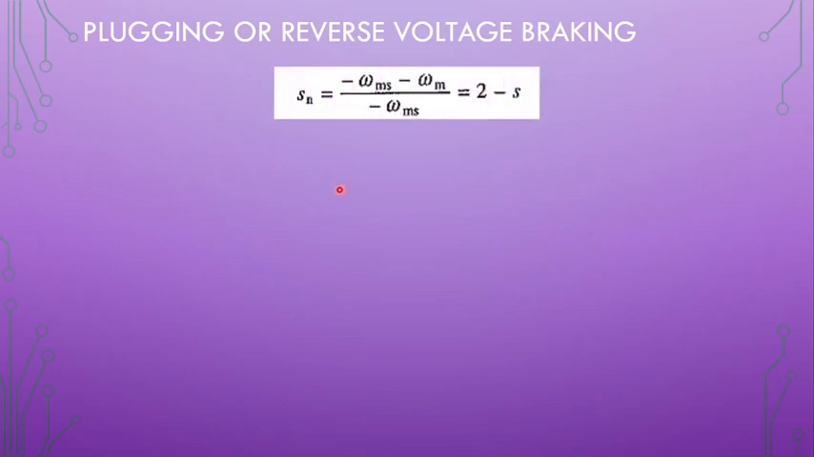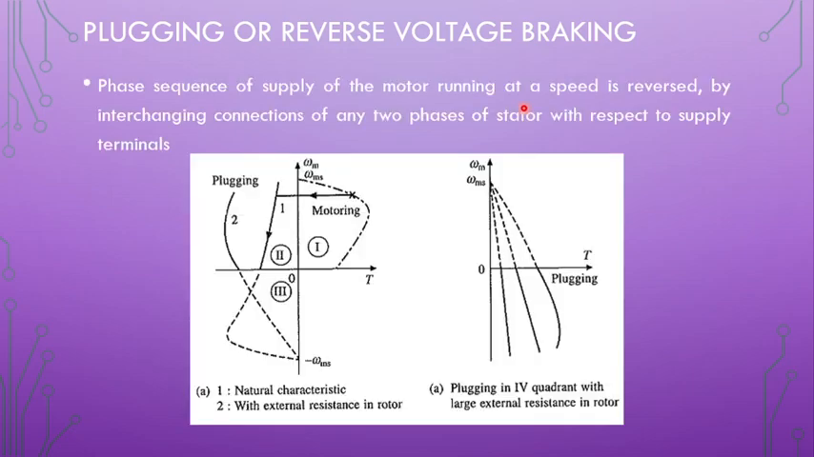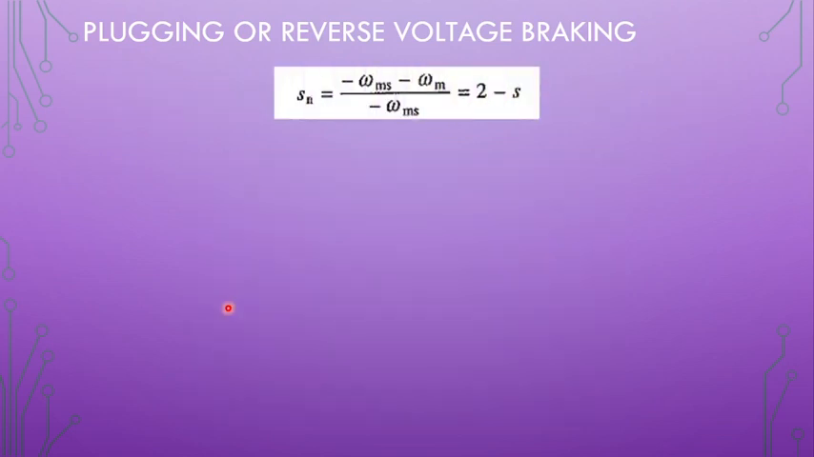Now since the motor is reversed, this is the equation of the slip we have, and this is similar to the negative sequence slip, because now the rotating magnetic field and the direction of rotation of the rotor are opposite. That is why the synchronous speed direction is taken as negative, and this will be the value of the slip at the instant of plugging, which we can verify here. At the instant of plugging, the value of slip will be 2 minus S.